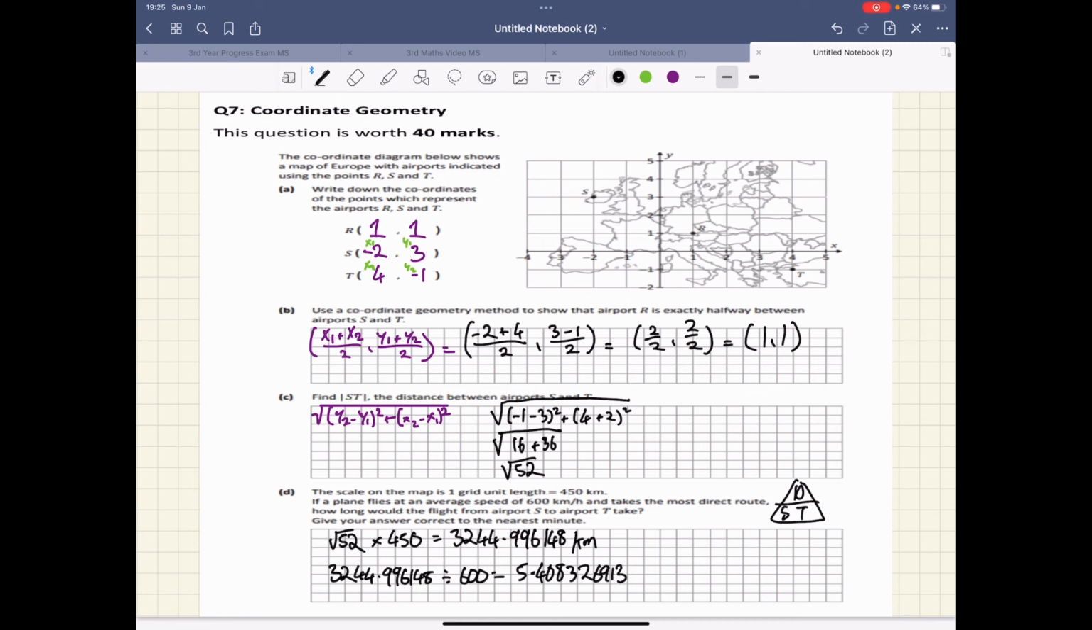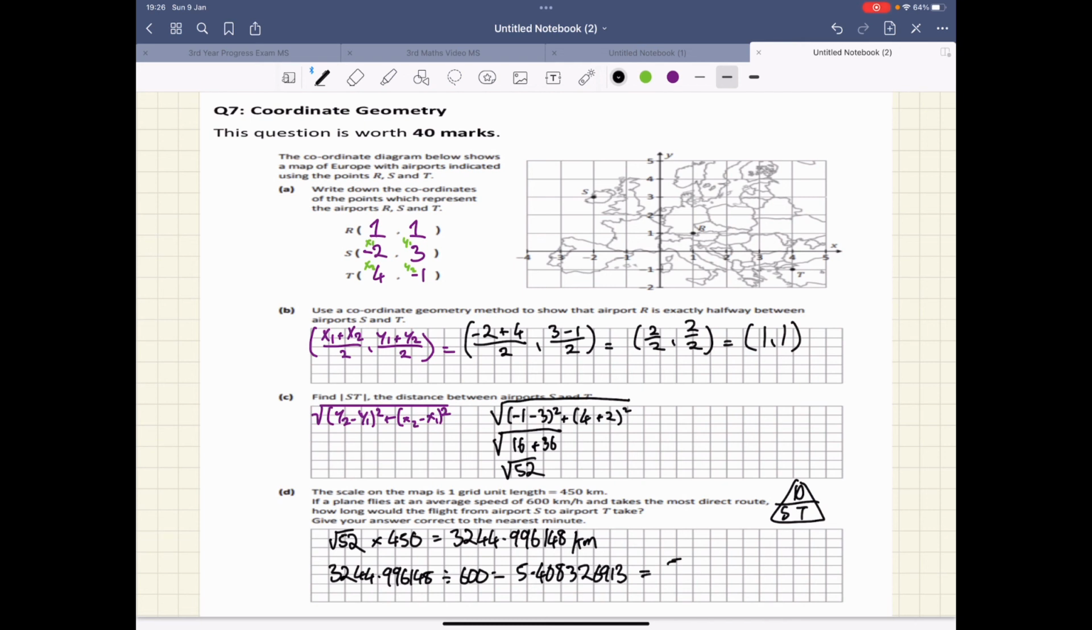Okay, so it's 5 hours and a bit, but to work out what that bit is, remember that hours are split up into 60 minutes. So I'm going to take away the 5 hours, and it leaves me with this decimal. I'm going to multiply that by 60 to get what that is in minutes. And it's 24.49 minutes, right?